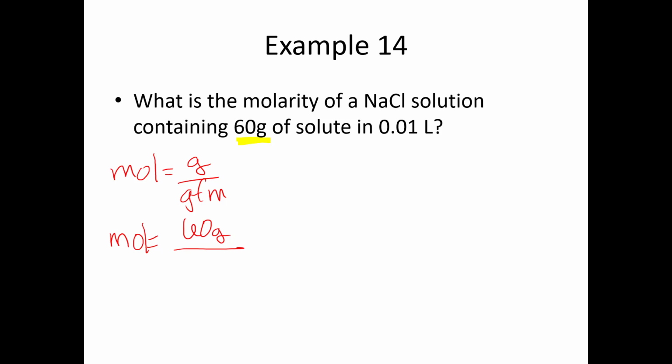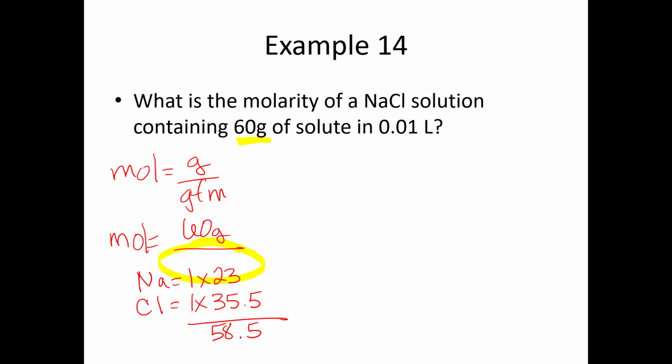So I'm going to round everything to keep things a little bit more simple here. So I've got my sodium, I have one of them, I have my chlorine, I have one of those. My sodium is 23 grams. My chlorine is 35.5 grams. This gives me a total mass of 58.5 grams. So that will be what I put right here.